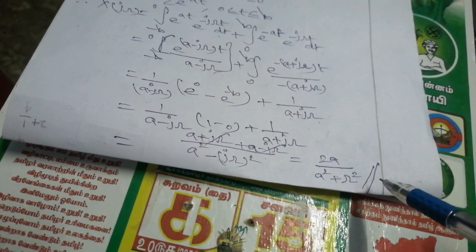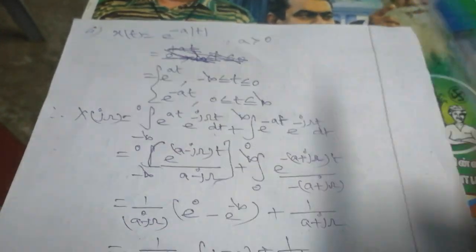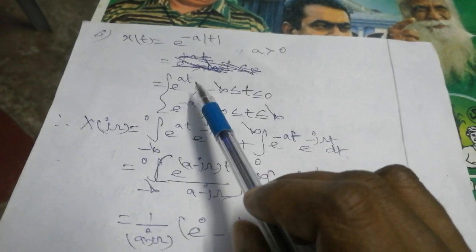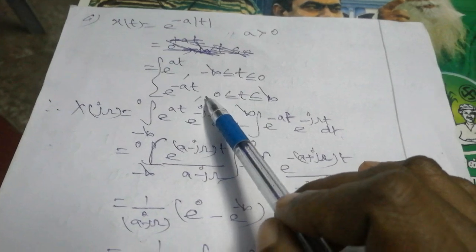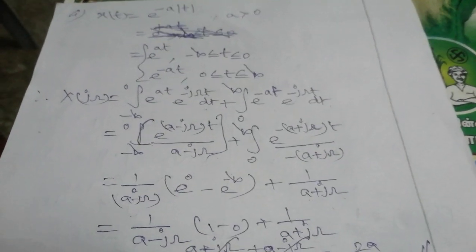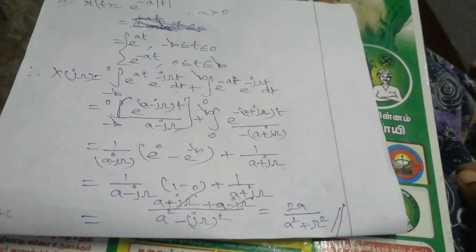Clear? This is the answer for this function, e power minus a into mod t. Okay. Once if we make this interpretation, if we make this understanding, we can easily solve this problem. Clear? I hope you understand all these sums.